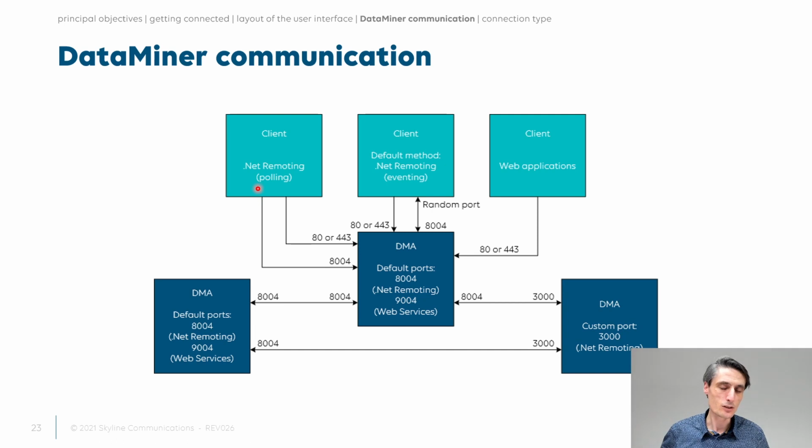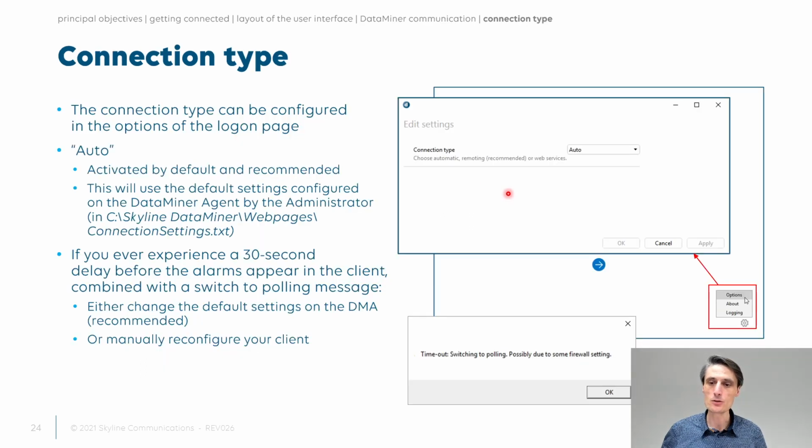We don't want to wait 30 seconds. So if you ever get this pop-up where you need to wait 30 seconds, you should reconfigure your system so that it immediately starts with the polling and never tries the eventing. You can do so by going to the options of your DataMiner Cube, but I would not recommend changing the connection type. I would always leave it on auto, because you don't want to do it on 10, 20, 100 different client stations or all the users of your DataMiner system.